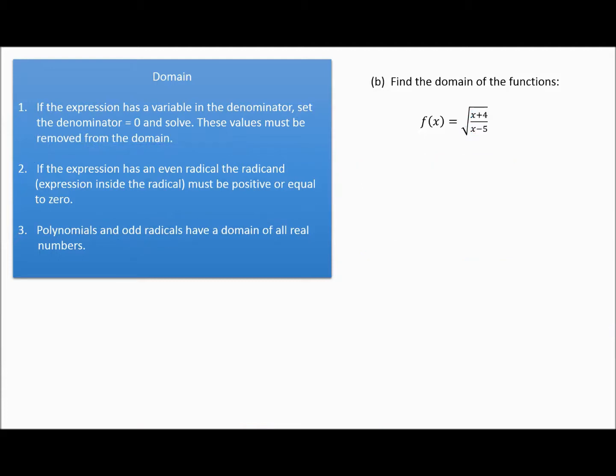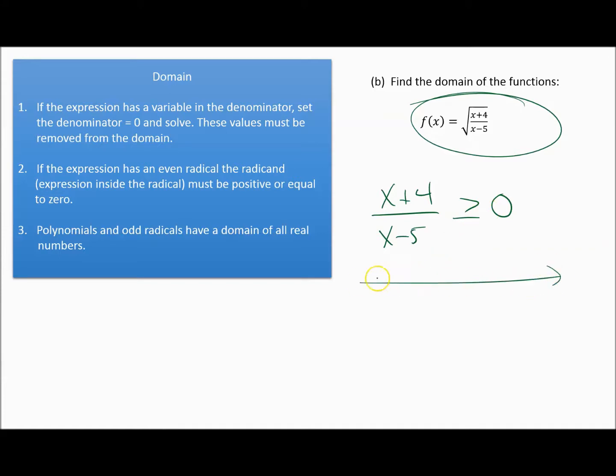All right, let's try this again. So example B, I give you, again, a rational expression composed with a radical expression. Okay? And it says, if the expression has a variable in the denominator, set the denominator equal to 0 and solve. These values must be removed from the domain. Basically, I'm taking my expression, x plus 4 over x minus 5, and that thing better be greater than or equal to 0.